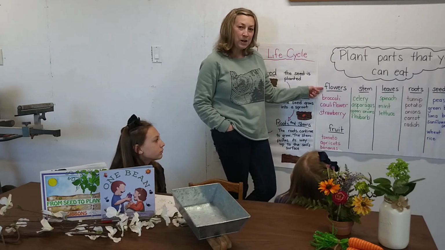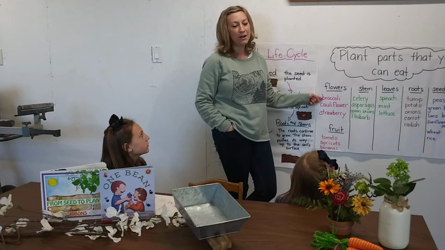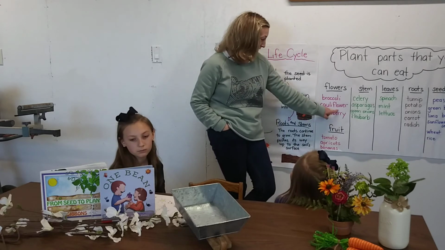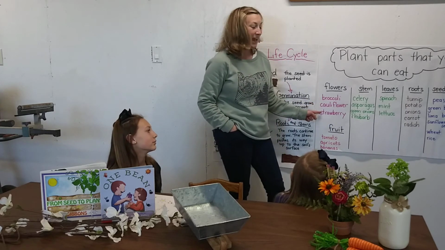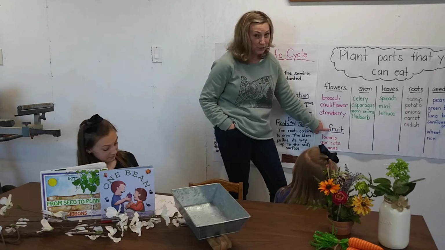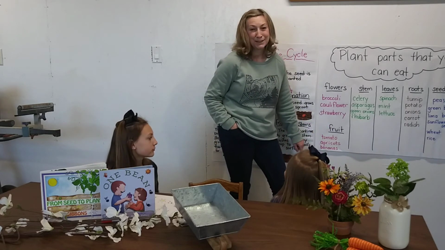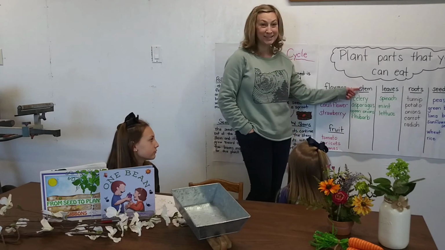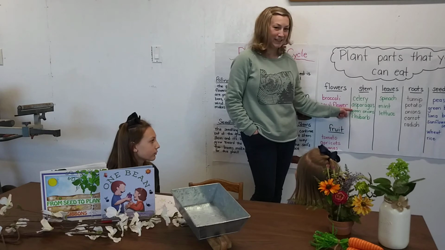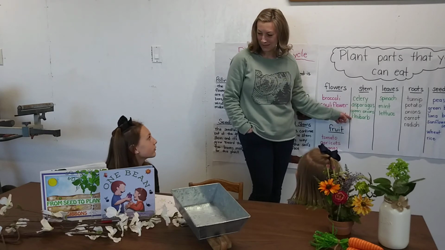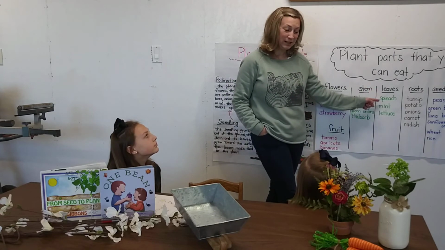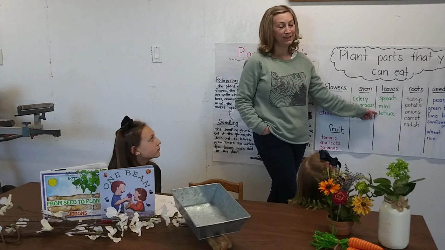The flowers. When you are eating the top of a broccoli, you are actually eating its flower. The cauliflower, it's got the name flower right in it. And strawberry. Strawberry is actually the flower part. Fruit. Tomato, apricots, bananas, to name a few. The stem, celery, asparagus, green onions, and rhubarb. And when you look at those things, don't they look like a stem? Yeah. Leaves, spinach, mint, lettuce.